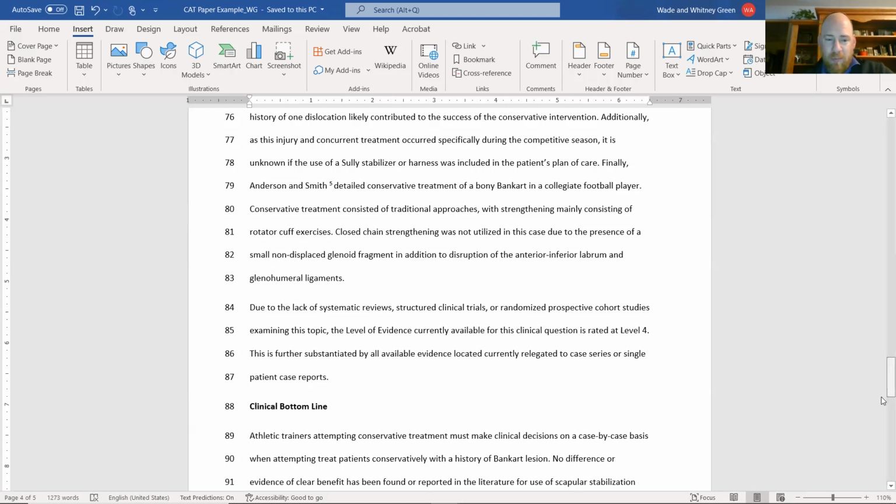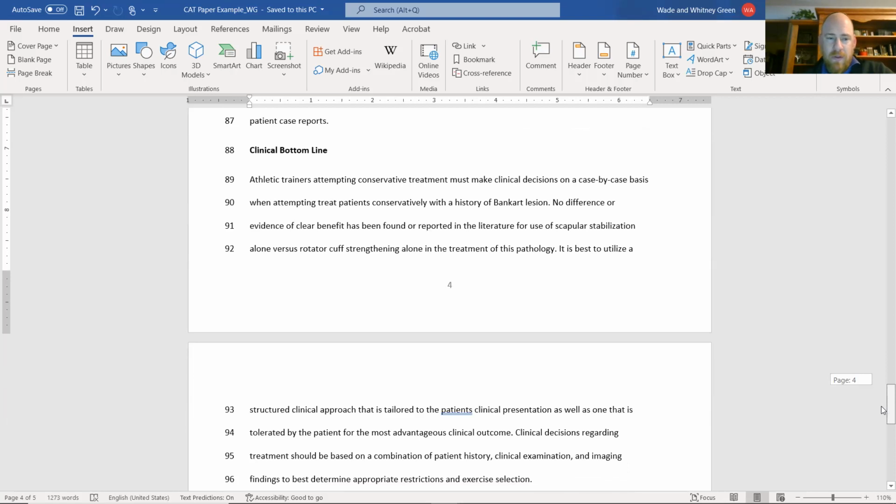Okay, then I give my clinical bottom line. The clinical bottom line is where you concisely and succinctly summarize the evidence with a clinical take-home point for the clinician. So here I say, athletic trainers attempting conservative treatments must make clinical decisions on a case-by-case basis when attempting to treat patients conservatively with a history of Bankart lesion.